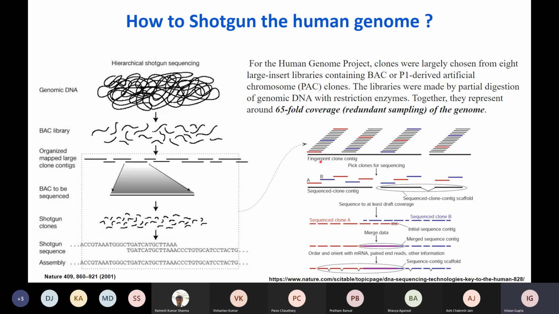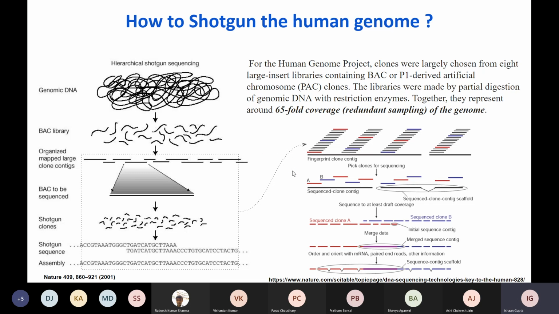So when I say 65-fold coverage, it means that each base pair was a part of 65 different clones across the genome that was sequenced. That's why this was a huge effort. Lots of laboratories in the world, their whole job was to sequence these libraries for like 5 or 10 years. Okay, Ratnesh, you have a question.